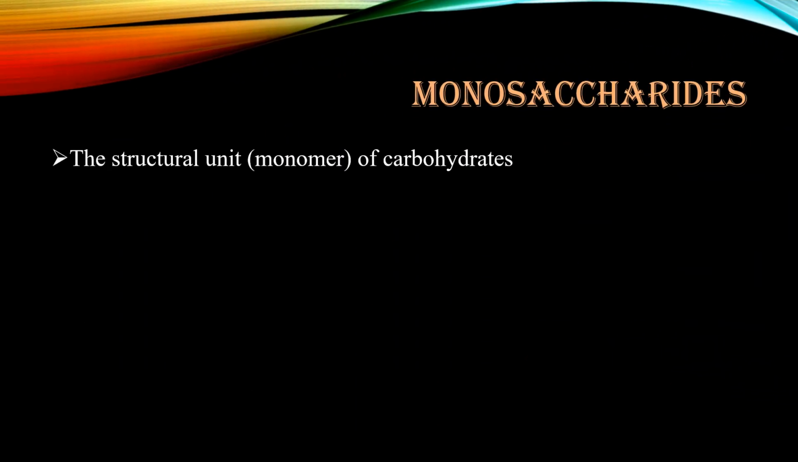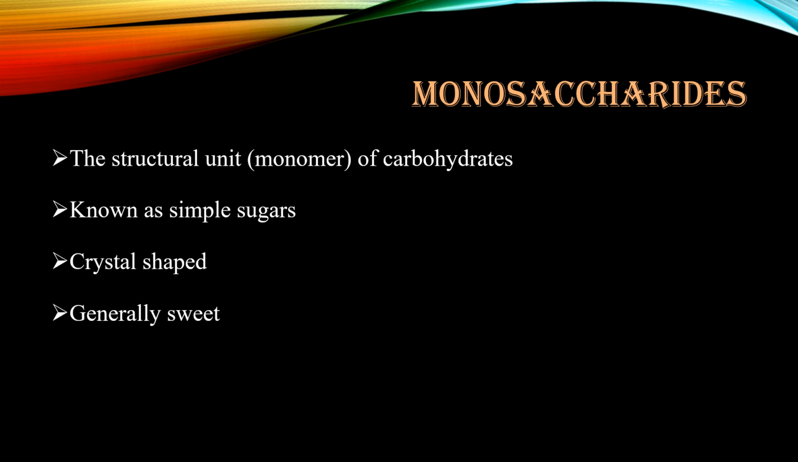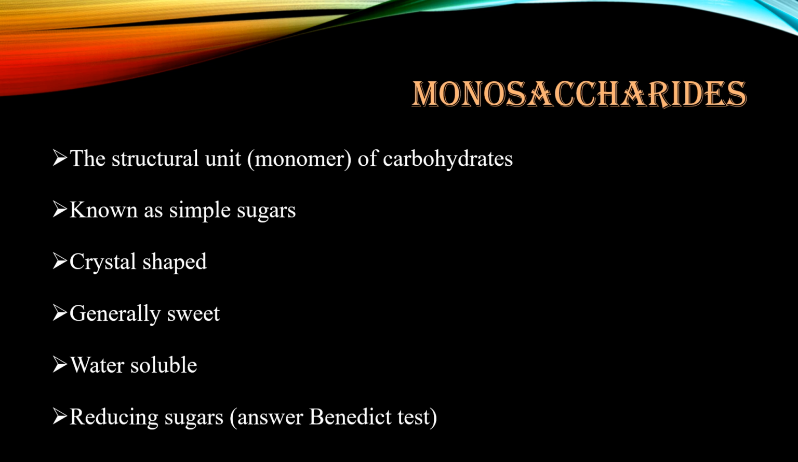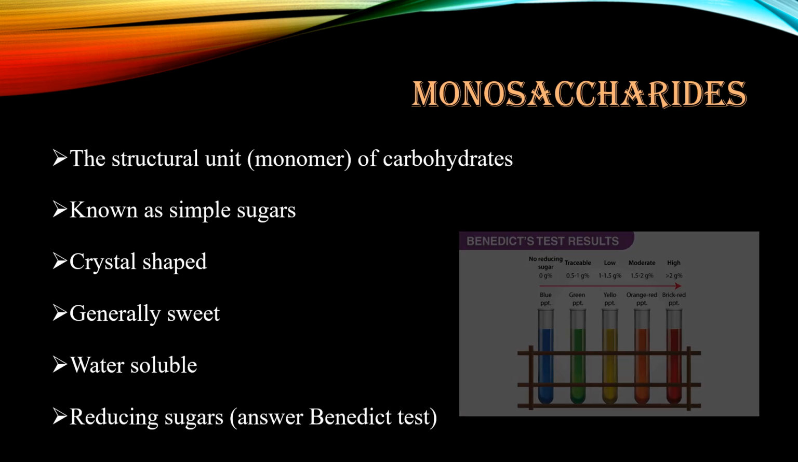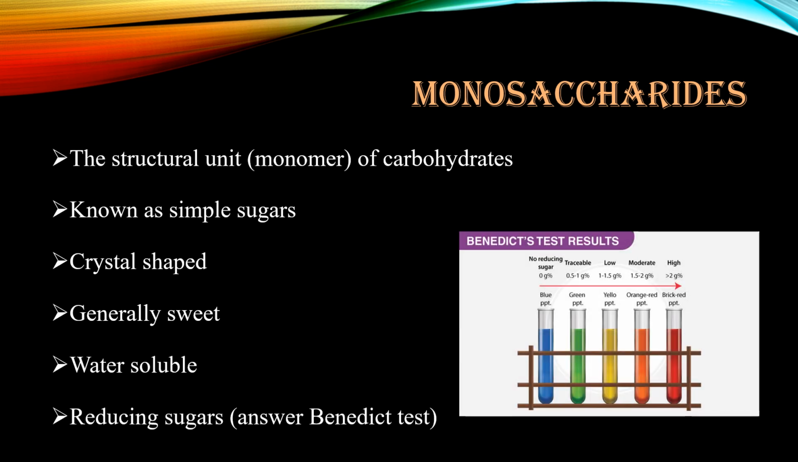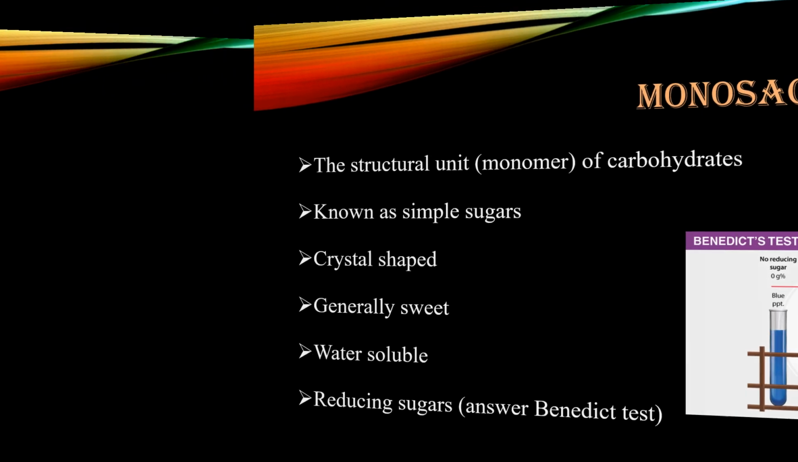Monosaccharides are the structural unit or the monomer of carbohydrates, which means they are the building unit of carbohydrates. Monosaccharides are known as simple sugars. They are crystal-shaped, generally sweet in taste, water-soluble, and also reducing sugars, which means they answer the Benedict test. Let's get into the examples for monosaccharides.